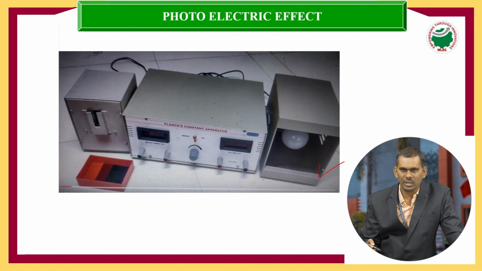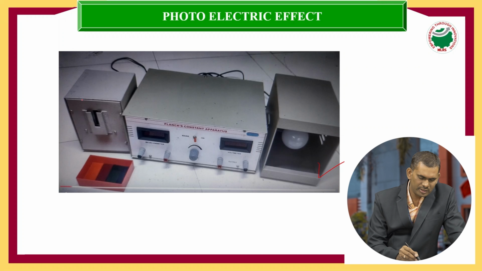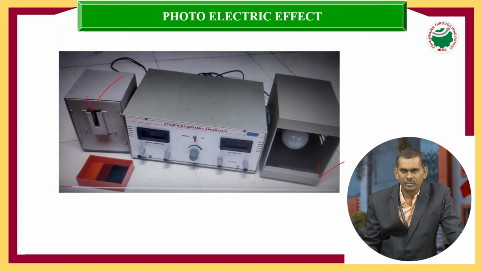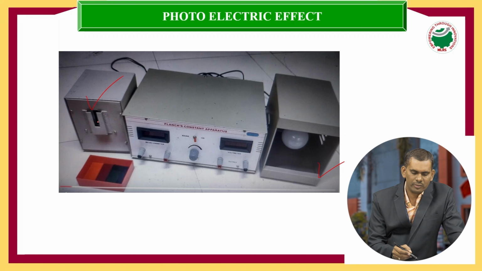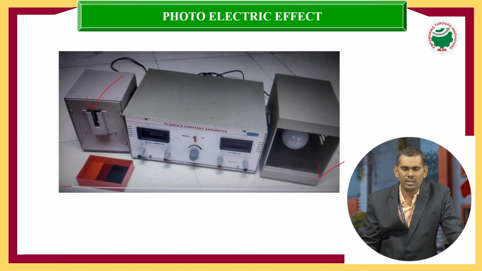So this light source emits white light. While we are executing the experiment, when you switch on the light, white light is emitted from this light source here. And next, this is the metal surface we are using. Inside, we have a photocell arrangement consisting of a metal surface.